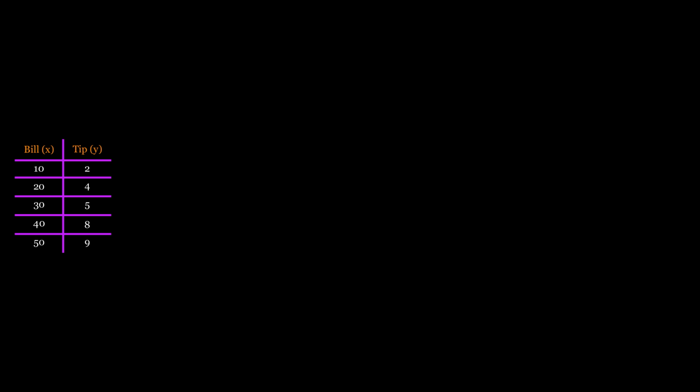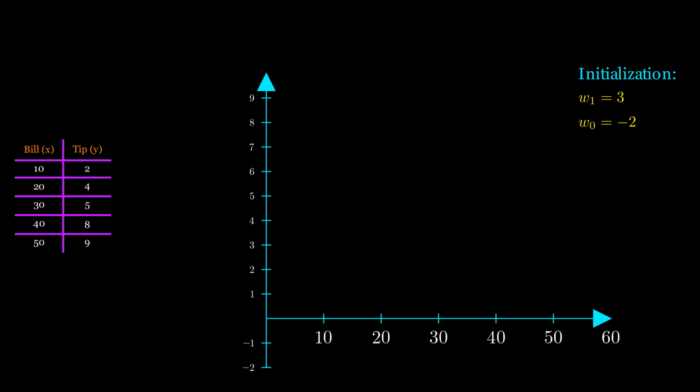Building upon our previous example, let's initiate the gradient descent process. Recall that the first step involves the random initialization of our parameters. For this demonstration, we will set our initial values to W1 at 3 and W0 at -2. To better understand the impact of these choices, let's observe the resulting graph.